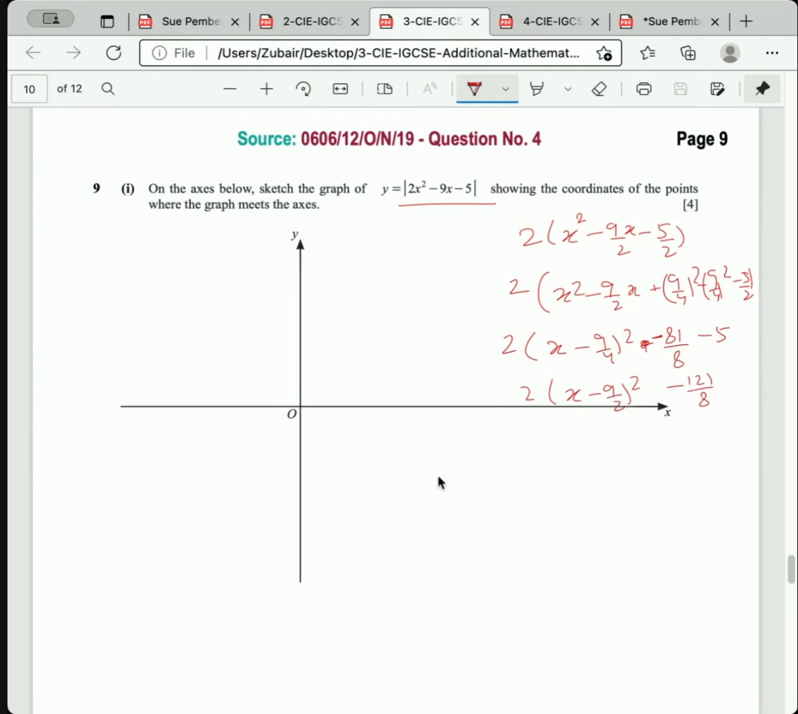So the vertex, and y is minus this: 9 by 2, comma negative 121 by 8. And at x equals 0, I have 9 divided by 4 squared into 2 minus 121 by 8. The negative y-intercept is minus 5.